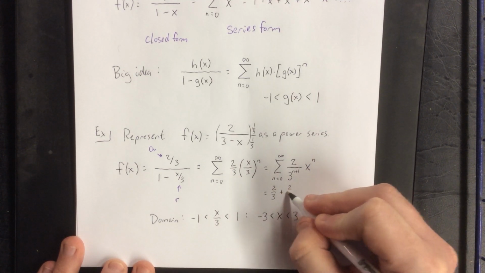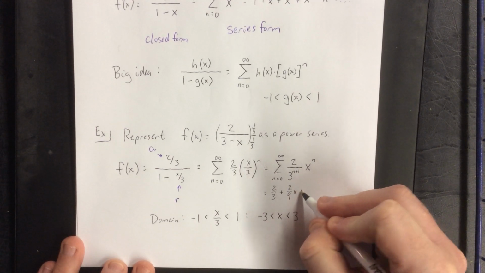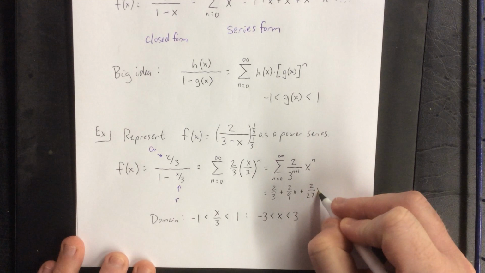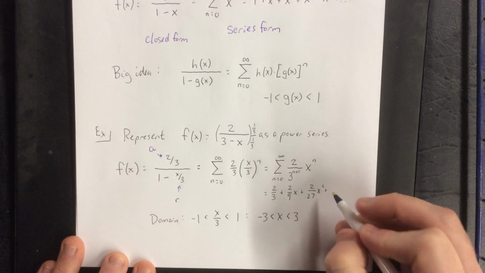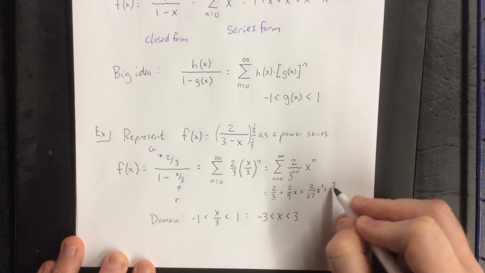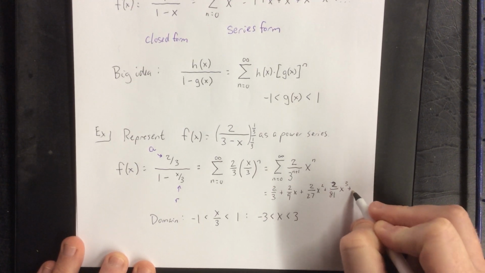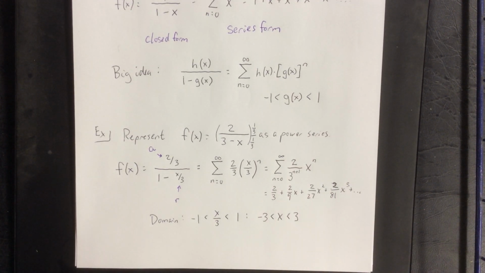N equals 1 would be 2/9 times x. N equals 2 would correspond to 2 over 27 x squared. And n equals 3 would give us 2 over 81 x cubed, and so forth and so on. Now, any partial sum that you do for this series is going to give you a pretty decent approximation of whatever your power series is.